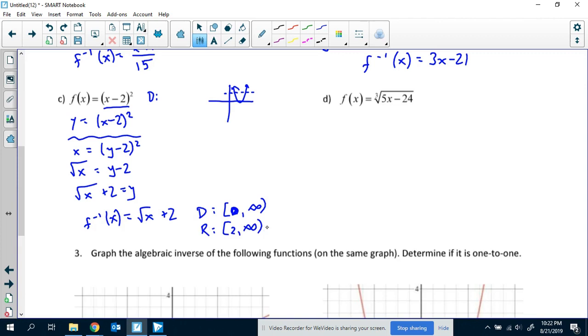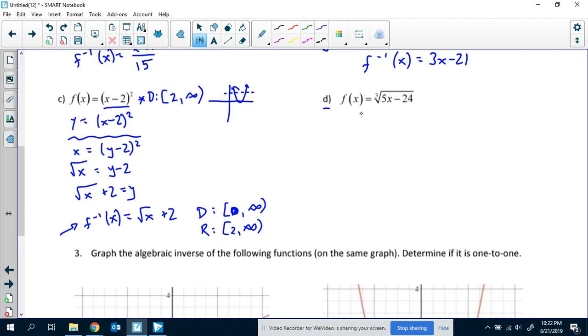Remember, the range of this has to match the domain of my original function. So I'm going to restrict the domain of my original function to be 2 to infinity. That's something that's kind of important, understanding that I have to restrict the domain of my original function, because this wouldn't match up with everything if I plugged in all real numbers.